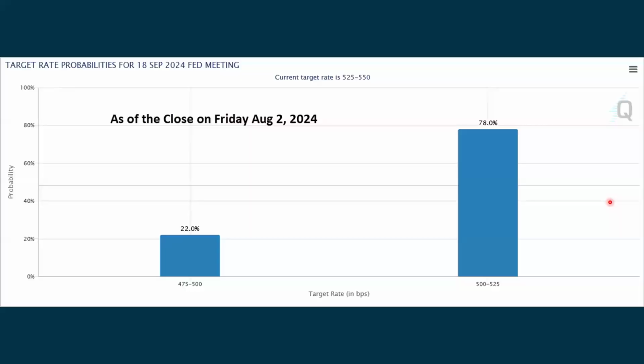Now, we're done with the July 31st meeting, so I don't have any more charts to show you there. We're currently at 5.25 to 5.5. As of Friday's close, there's a 78% chance that they're going to cut rates 0.25%. And there's also a 22% chance that they're going to cut them 0.5%. And I've even seen 1.5% floated out there. I mean, okay, we'll see.